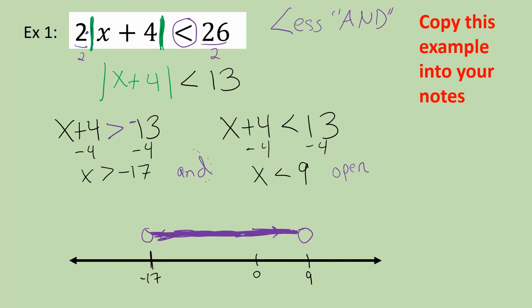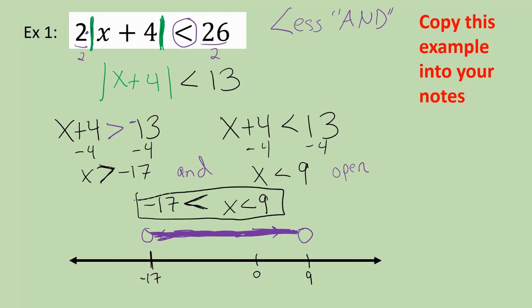All right, so when we write our AND problems, you have to write it as basically one inequality. So here's what you're going to do. You're just going to bring this part down. X is going to be less than 9. And you're going to put negative 17 on the left side. And we know that this arrow points to the negative 17. So we're going to keep it pointing to the negative 17. So this is how you would write your inequality as an AND problem.